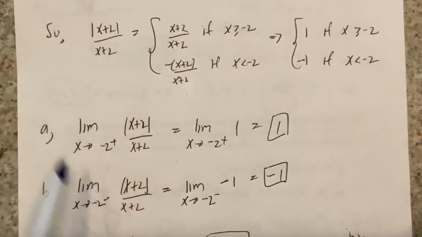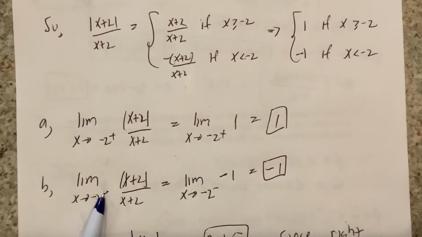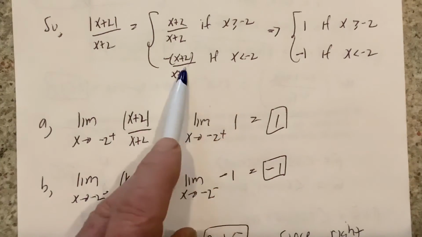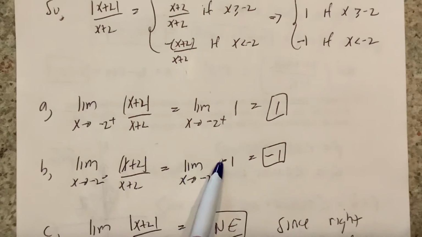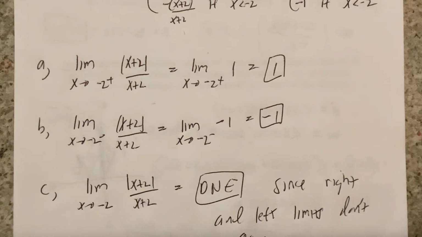Okay, now if we're looking at the limit as x goes to negative 2 from the left, that's this case, then this ratio is equal to negative 1. That's what we just said. So the limit as x goes to negative 2 from the left of negative 1 is negative 1. And that's why the whole limit, remember, this is two pieces. This is a left and a right side limit. They both have to agree, but since they don't agree, the limit does not exist.